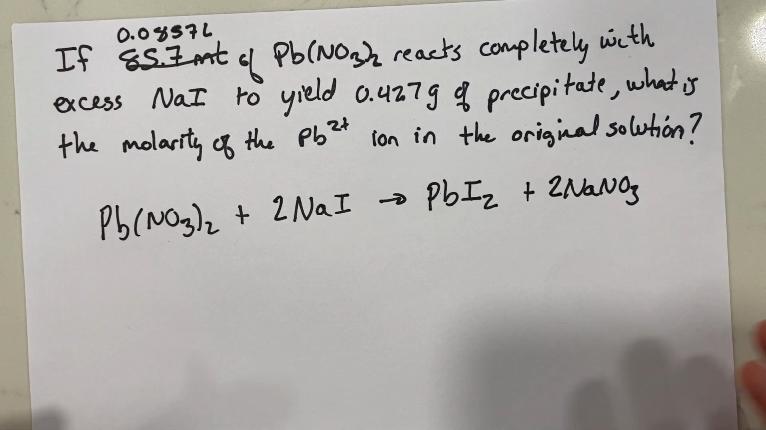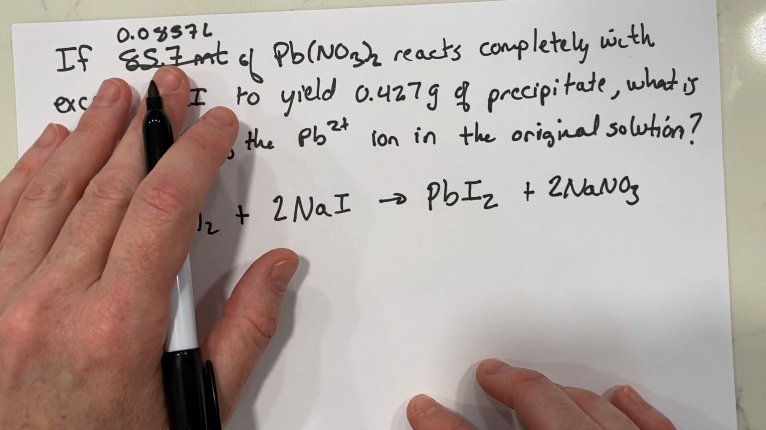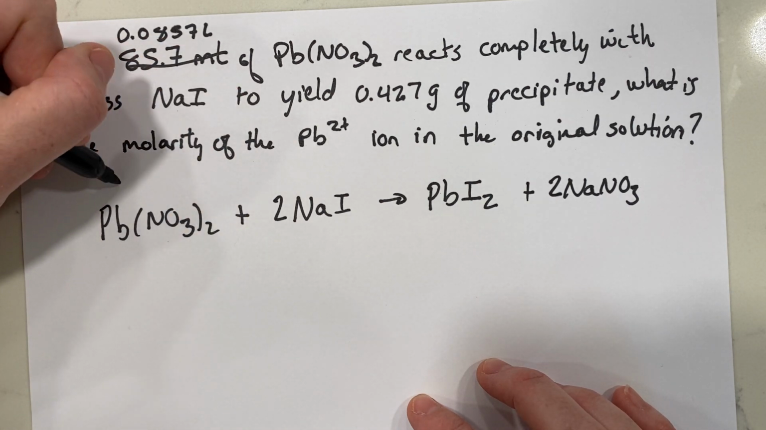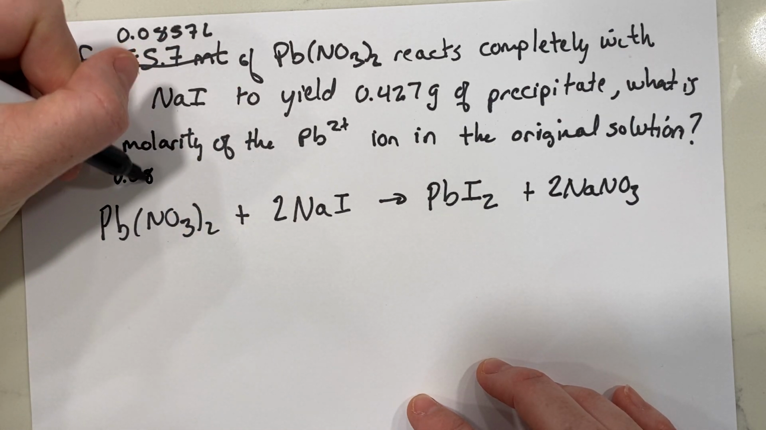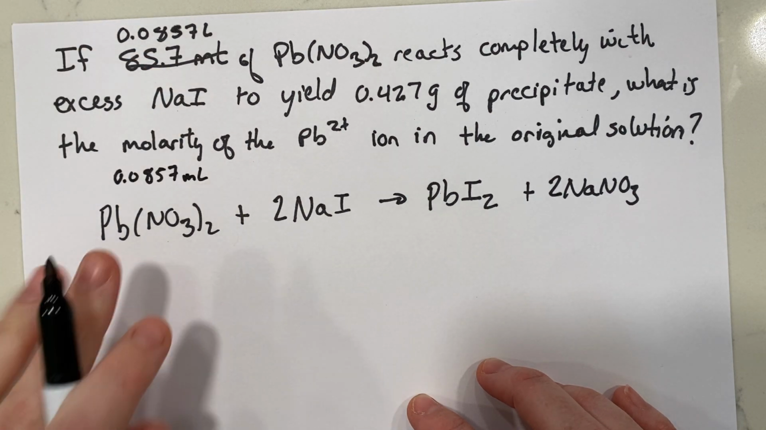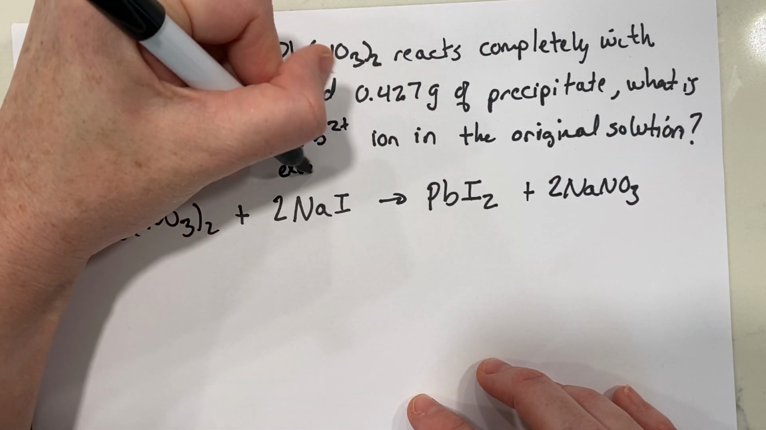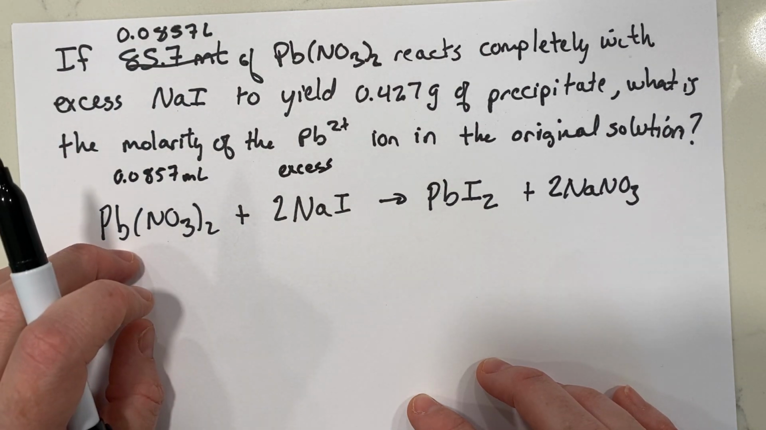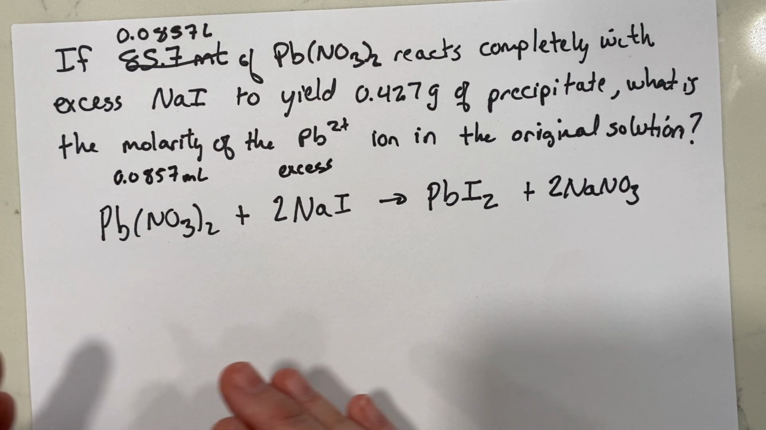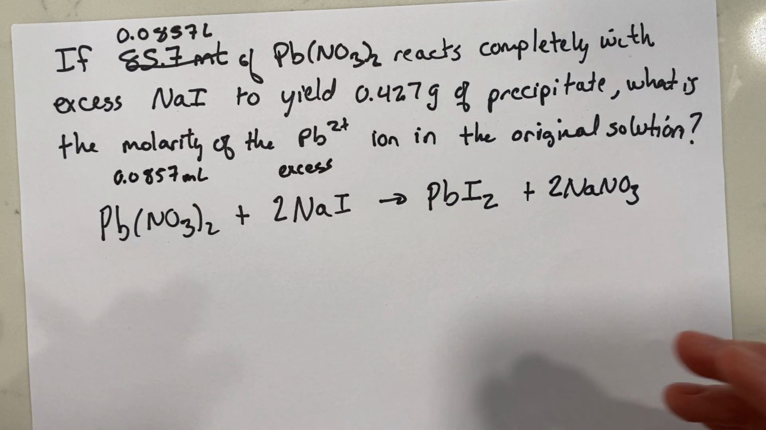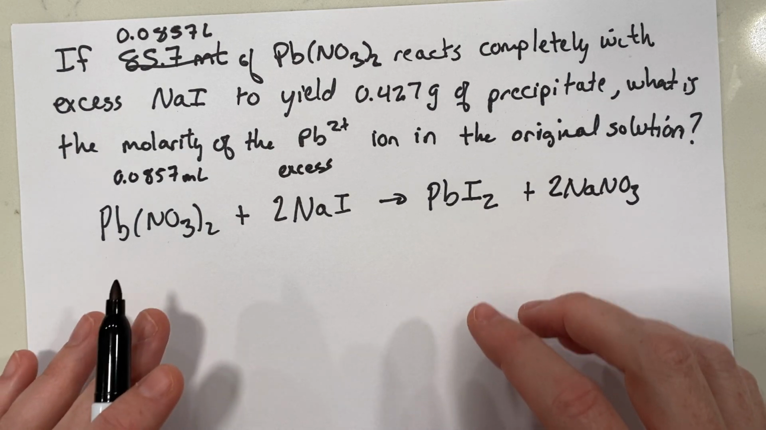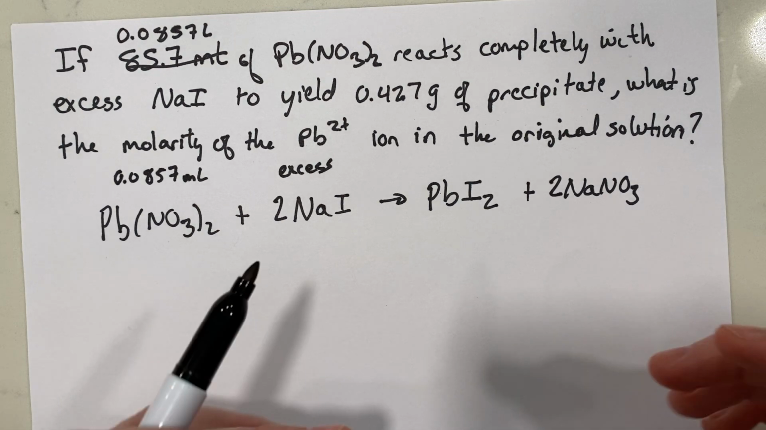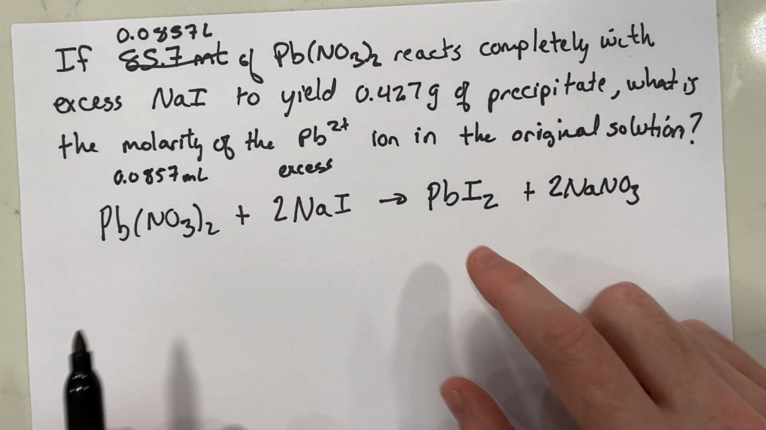balanced. Okay, we know that it said 85.7 milliliters is reacting with excess sodium iodide over here, but we don't know how many moles of this was originally reacting. But in a double displacement reaction, you actually end up assuming 100% yield because the solids are really attracted to each other.